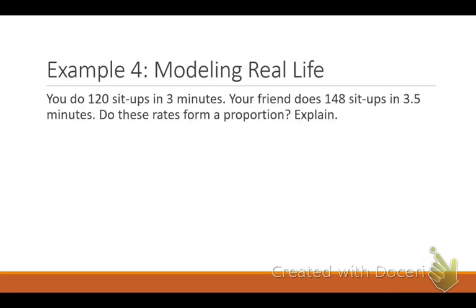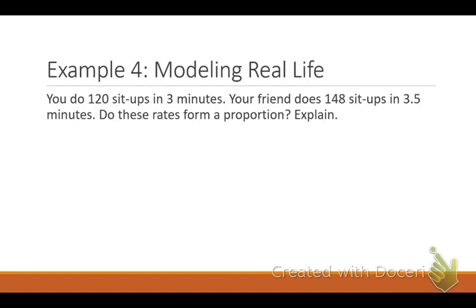I put another problem in here. This is very similar to the last 3 problems on your homework, and similar to a problem I would put on a quiz or a test, where you need to set up a proportion. Are you listening? You need to set up a proportion. You do 120 sit-ups in 3 minutes, and your friend does 148 sit-ups in 3.5 minutes. Do these rates form a proportion? And explain. Your explanation is your work, so you can't just say yes or no.